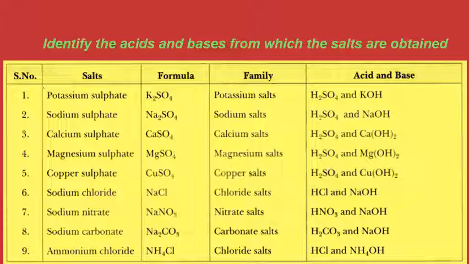Like that. Calcium sulfate. So it comes under which family? Calcium salts family, isn't it? And the formula is CaSO4. And how is it formed? By the action of sulfuric acid and calcium hydroxide. Next, magnesium sulfate, MgSO4. It comes under magnesium salts. Okay, which family? Magnesium salts family. And the acid and base, how is it formed? By the action of sulfuric acid and magnesium hydroxide, isn't it?